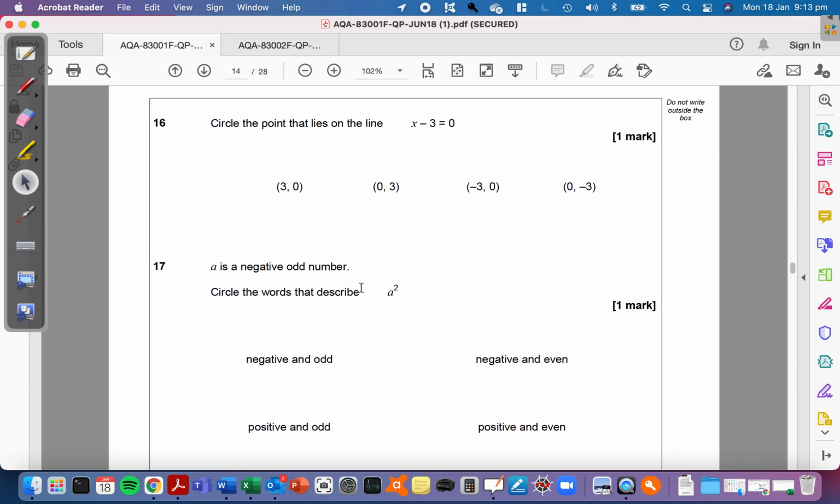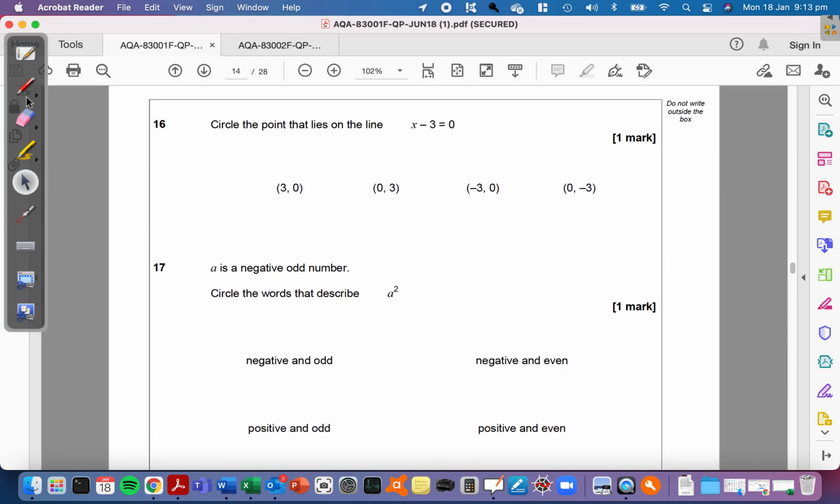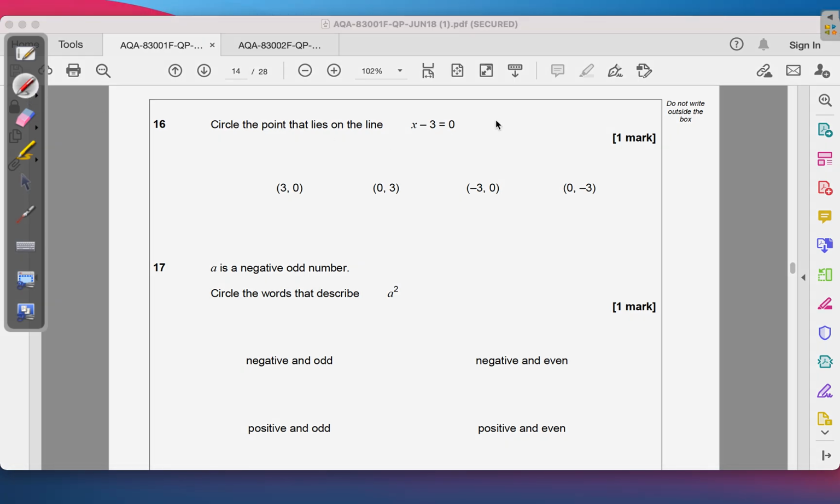Circle the point that lies on the line x minus 3 is equal to 0. So this needs us to do a little bit of rearranging first. So x minus 3 equals 0. What this means is, if we have a graph like that, with the y-axis here and the x-axis, if you take the x value and you take away 3 from it on this line, you will always end up with 0.